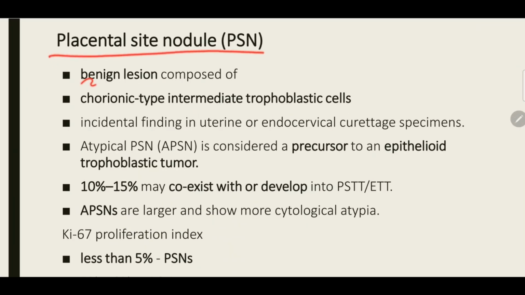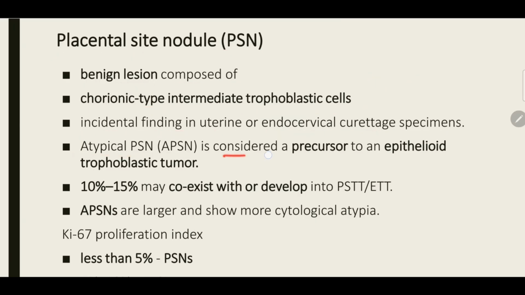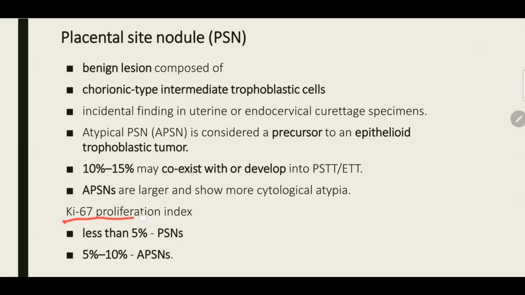Placental site nodule. This is a benign lesion composed of chorionic type intermediate trophoblast cells. It is an incidental finding in uterine or endocervical curettage specimens. Whereas atypical placental site nodule is considered a precursor to an epithelioid trophoblastic tumor. 10 to 15% may coexist with or develop into PSTT or ETT. Atypical placental site nodules are larger and show more cytological atypia. Ki67 proliferation index is less than 5% in placental site nodule, whereas 5 to 10% in atypical placental site nodule.